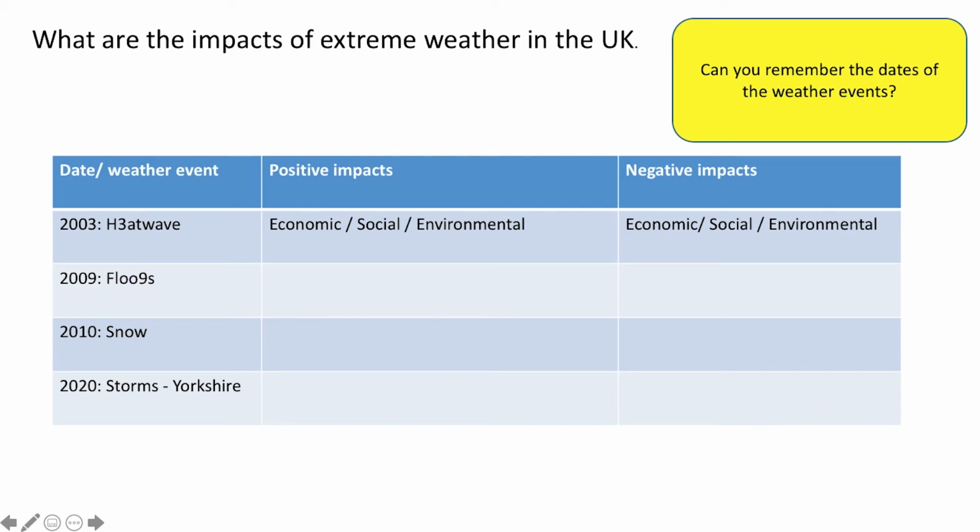The environmental impacts: crops would have been ruined, water might have been polluted, and sewage, etc., might have been spread onto land, causing environmental impacts.